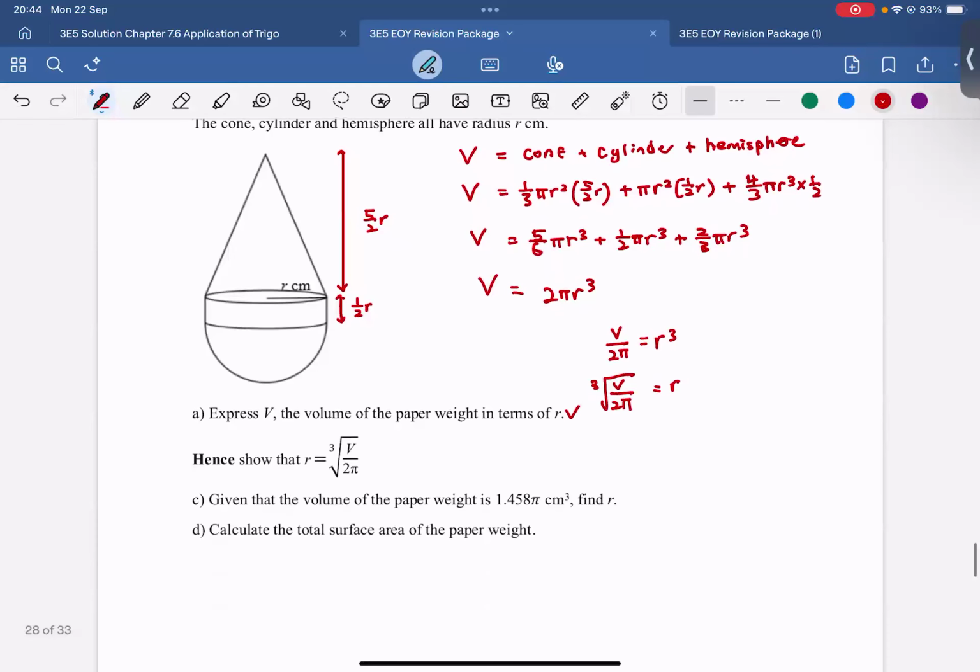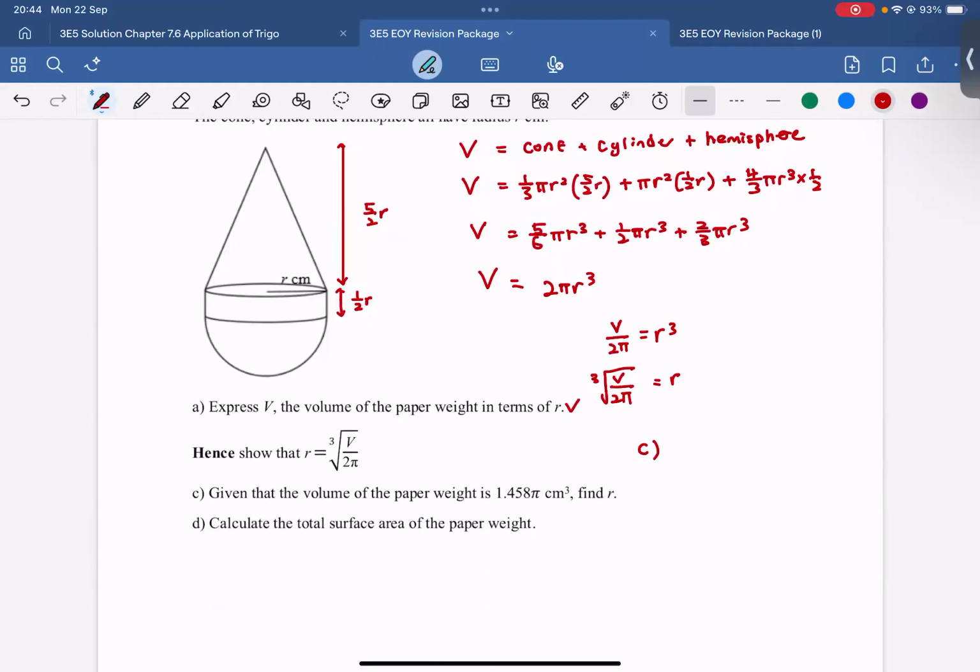Part C, given that the volume of the paperweight is this, find R. So R is equal to, we put V as 1.458 pi over 2 pi. So just press your calculator. You will get 0.9.